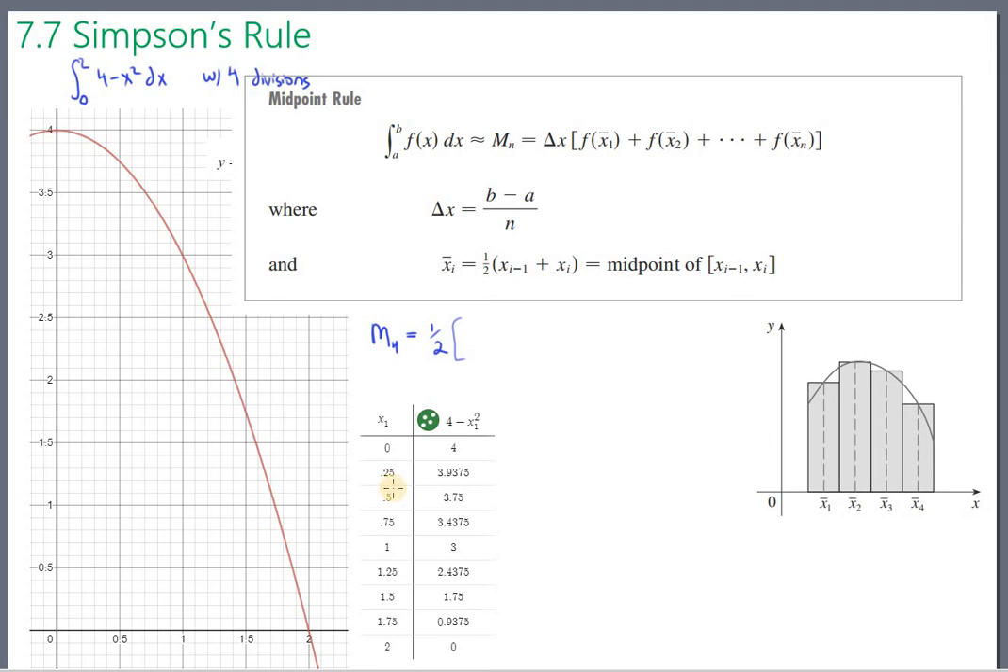So the first midpoint is 0.25, and I put a little table down here. So you would do 0.25 plugged into the function. So it'd be 3.9375, plus the next midpoint, 3.4375, plus the next midpoint, 2.4375, and plus the last midpoint, 0.9375. Okay, and you would just crunch that together, and I'm not even going to do that, but that would be your midpoint.